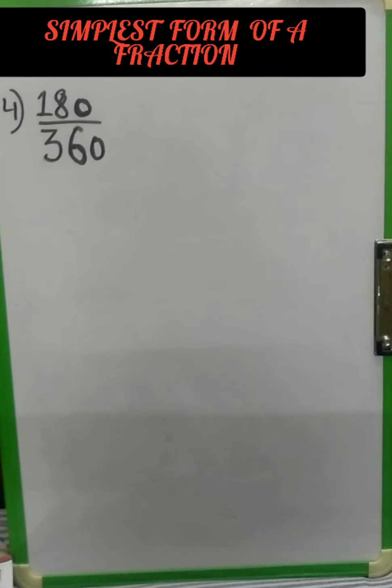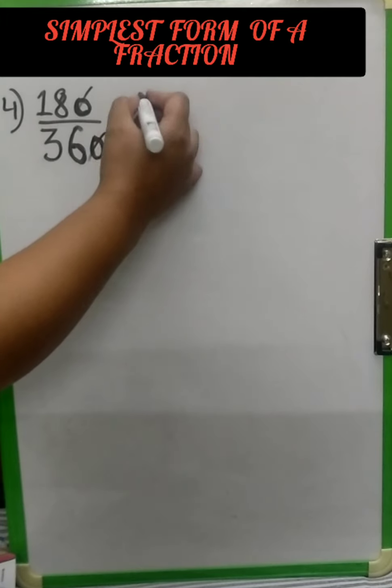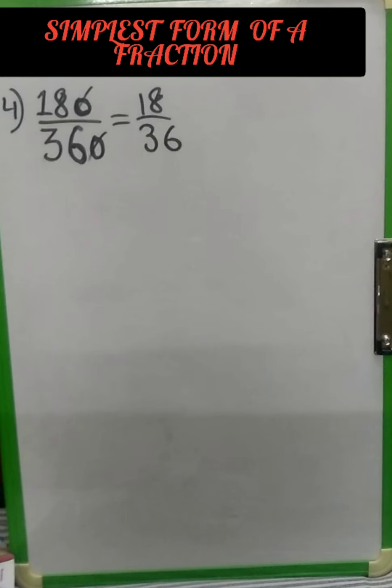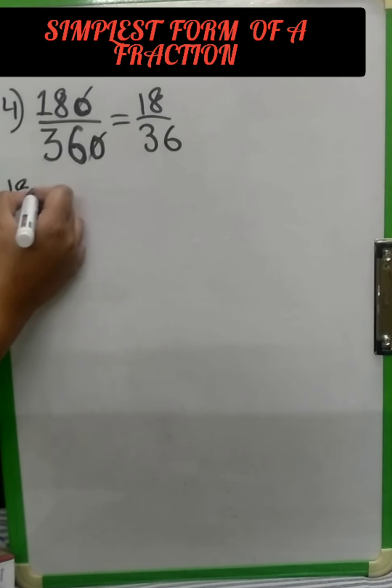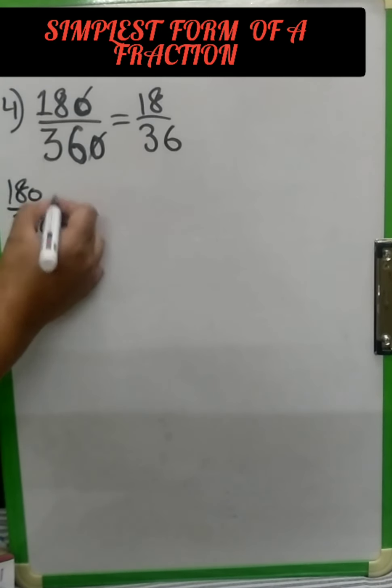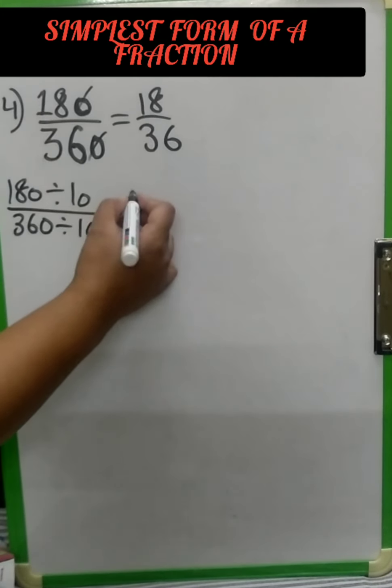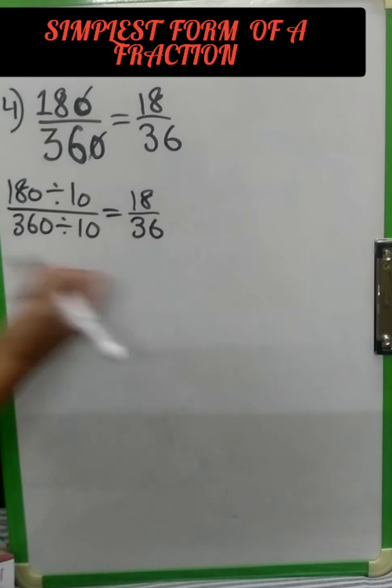Now the next example with me is 180 divided by 360. The first immediate common factor you can see is 10. So either you can cut these zeros with zeros directly, and the remaining is 18 upon 36. Or, on the other hand, we can show the division also. So divide both numerator and denominator by 10, we will get 18 upon 36.